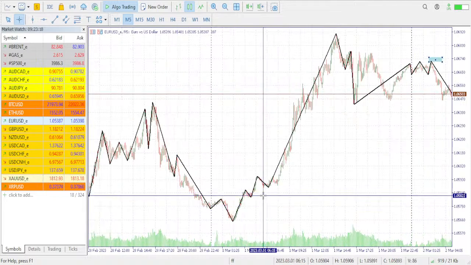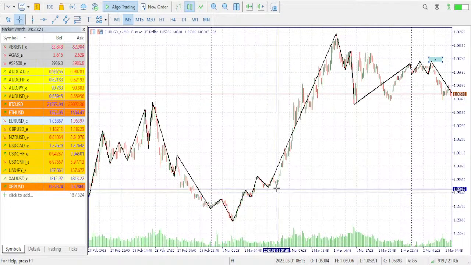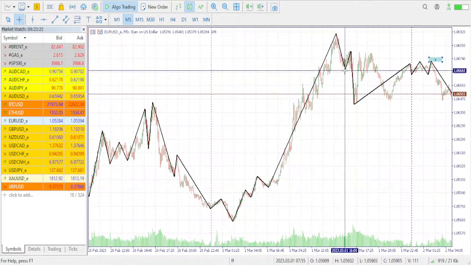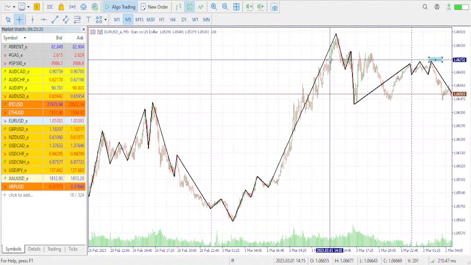And then we have another one. You can see a high, and you can see lows getting higher. This is a good example of an uptrend.